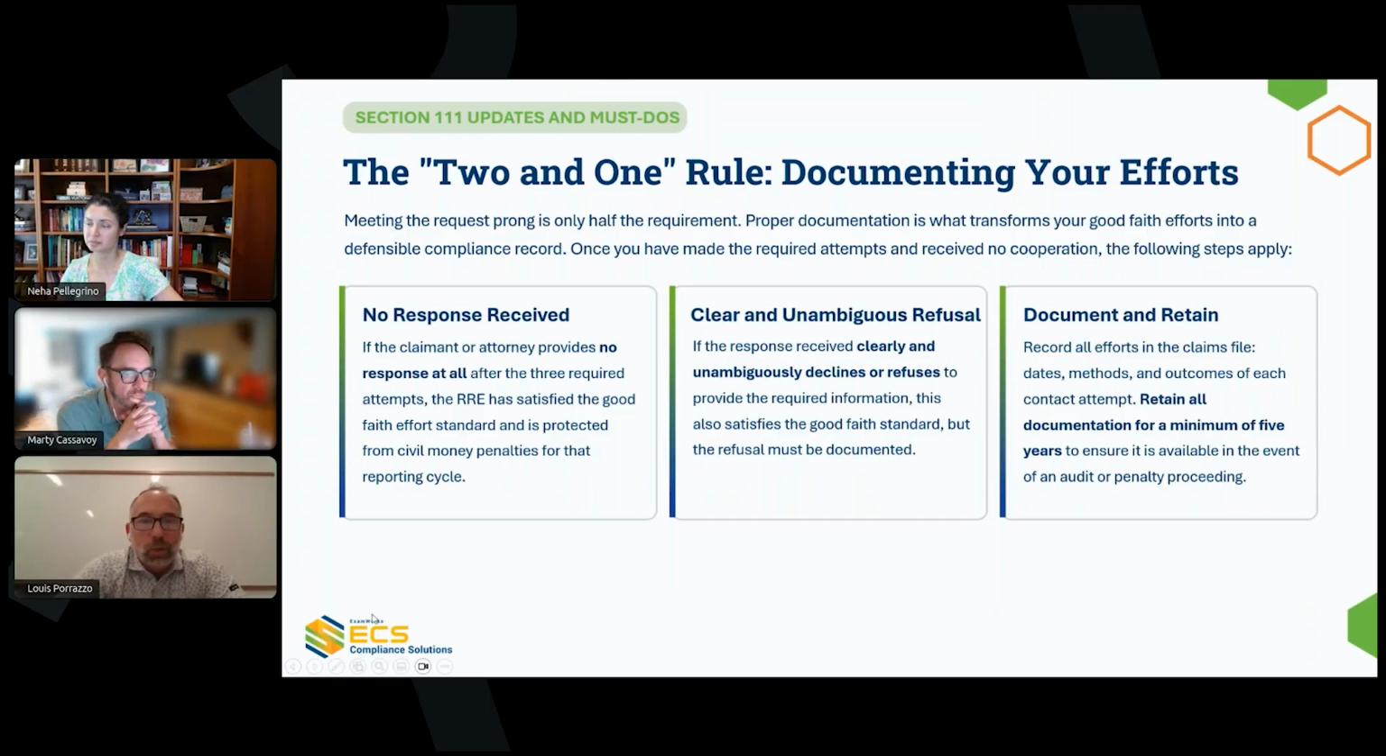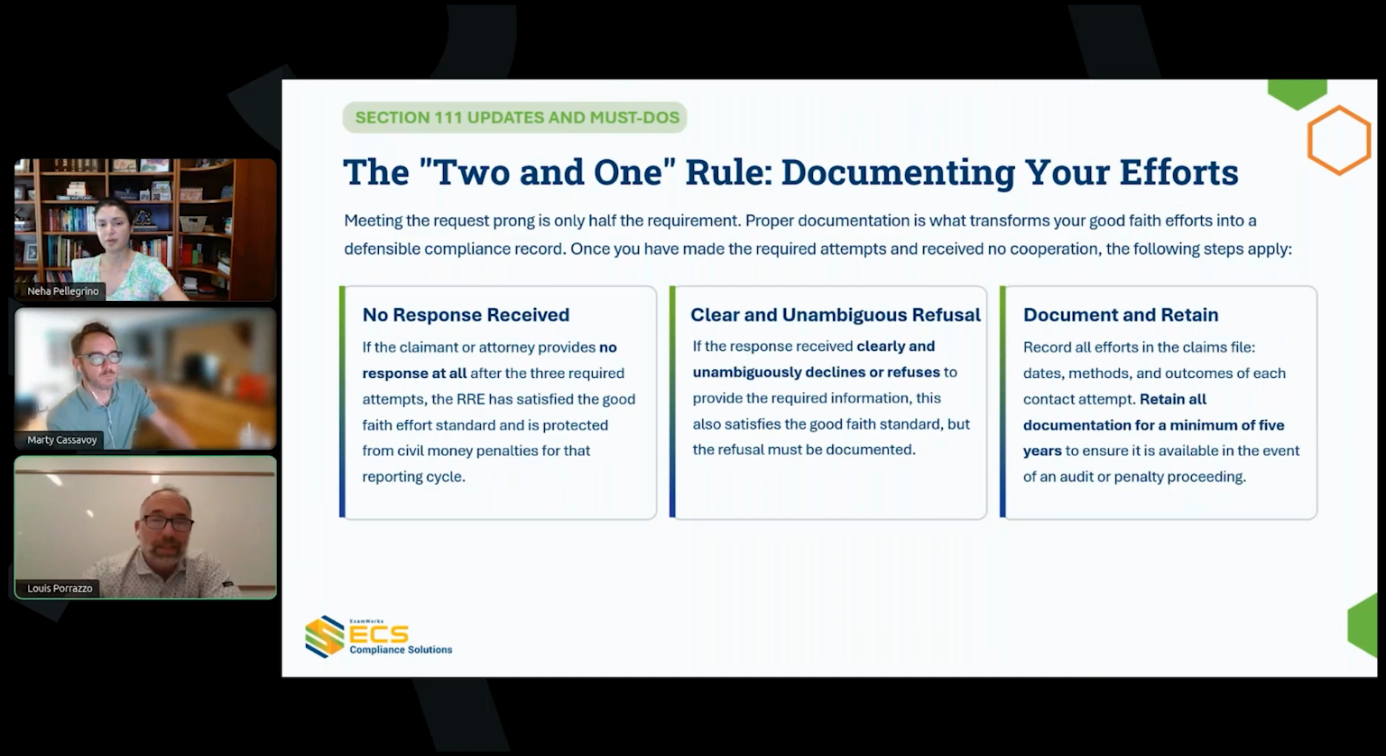Documenting your efforts. So meeting this request prong is only half the requirement. You must document what your good faith efforts were, so that way you can log a defensible compliance record. And once you have made the required attempts, you've received no cooperation, the following steps apply. Number 1, you've received no response. So you sent those 3 methods. The claimant attorney or the claimant themselves provides no response at all. So after those 3 required attempts, you have satisfied the good faith effort standard, and you are protected from any civil money penalties that could potentially happen on that.